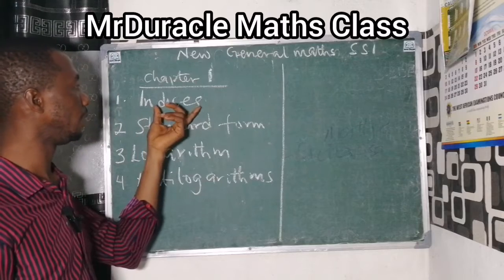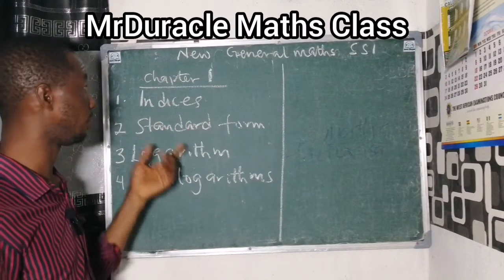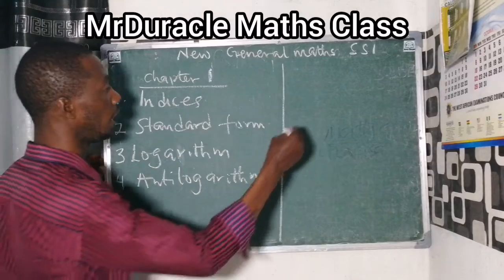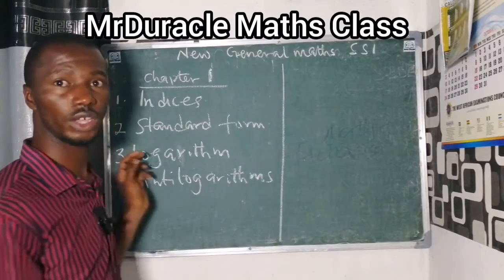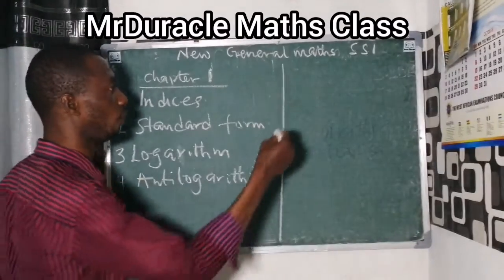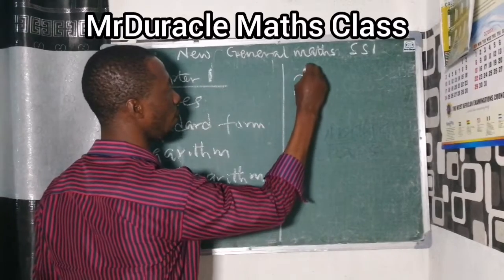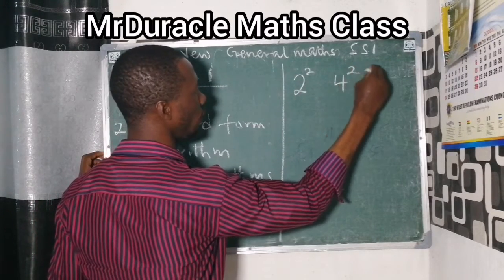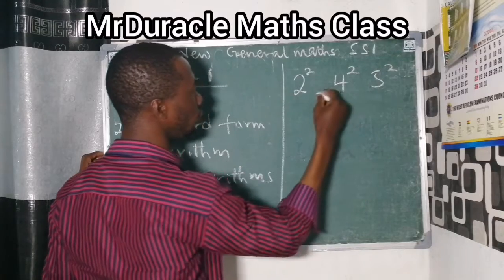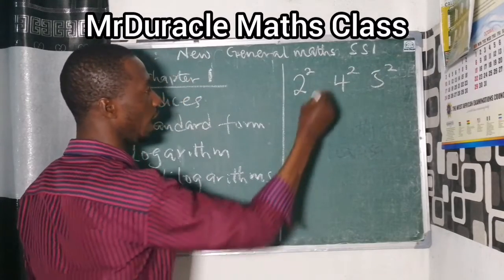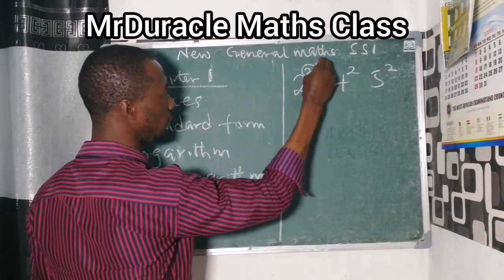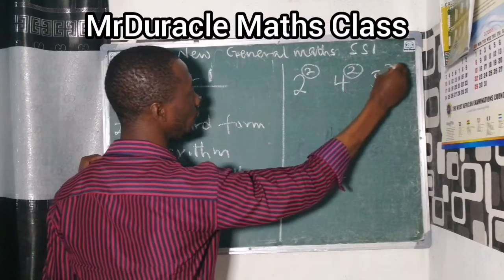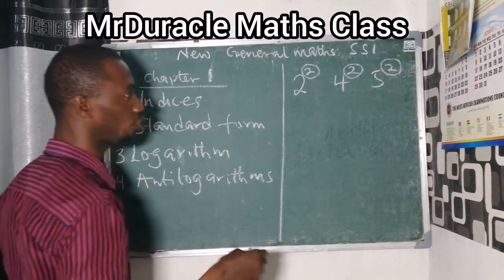So what do we mean by indices? Indices is the plural of index. That is to say, when you hear 2 squared, 2 cubed, you've been hearing that before. That is 2 to the power of 2, or 4 squared, or 5 squared. This is what we are referring to as indices. The index is the power on top. So another word for indices is power, or raised to power.